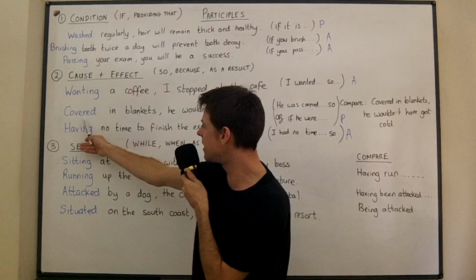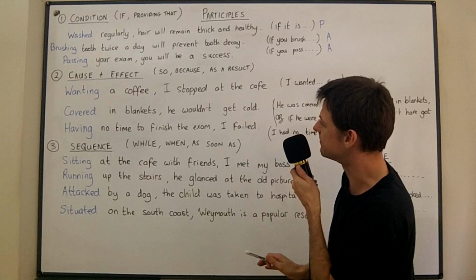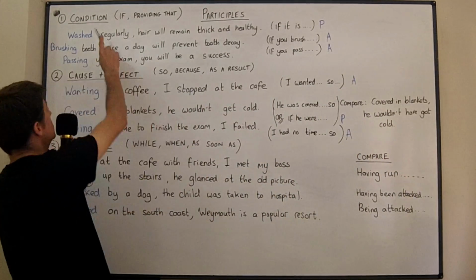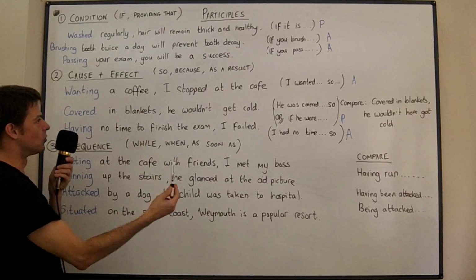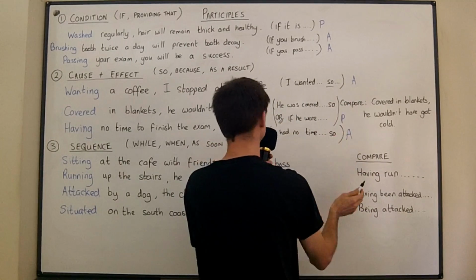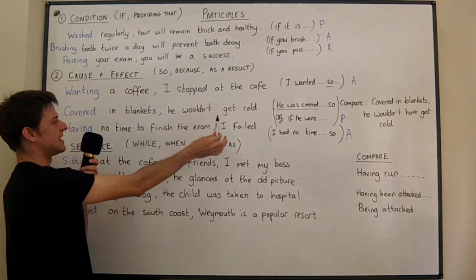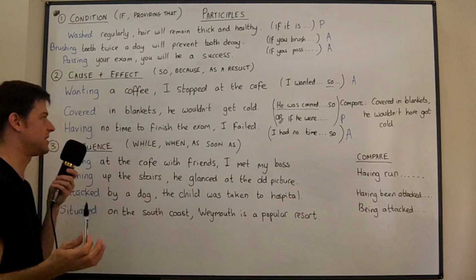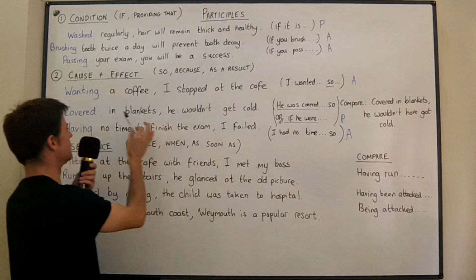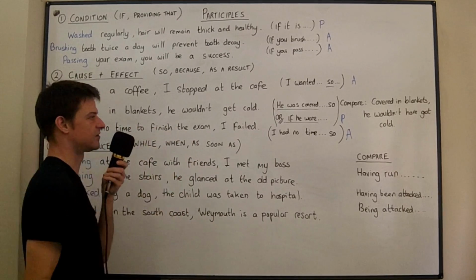Look at the next example. Covered in blankets, he wouldn't get cold. Now this is actually ambiguous, I've decided, because it could mean condition or it could mean the cause. And by cause I mean so or because or this is the reason. And so we could mean he was covered in blankets so that he wouldn't get cold. We could mean that. Or we could mean the conditional. If he were covered in blankets, he wouldn't get cold. And so it's actually quite ambiguous, that sentence.